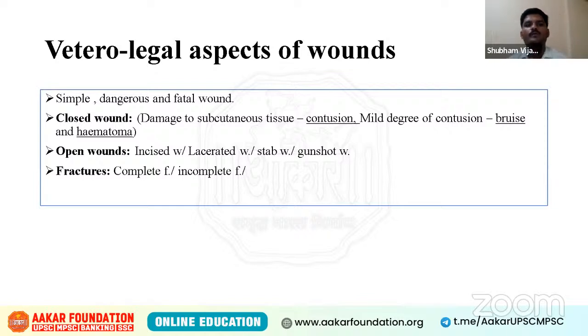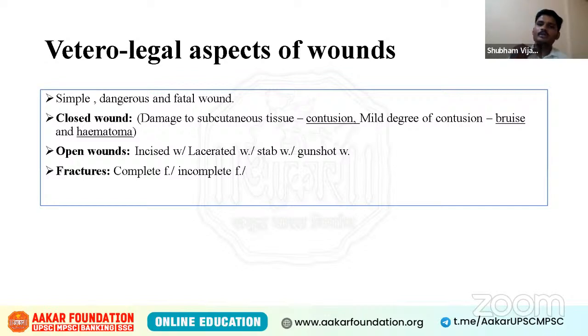Then the next one is the open wounds. Here I have taken WWW, so that represents the wound. In open wounds, four main types of wounds are there. First one is the incise wound. Very simple, as we take an incision during surgery or operations, if such a wound is caused by a sharp object, it is called an incise wound. But exactly opposite to that, if a blunt, irregular object with irregular edges causes the wound, it is called the lacerated wound.